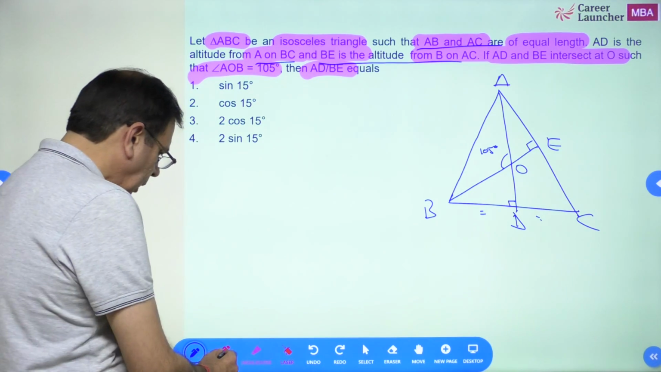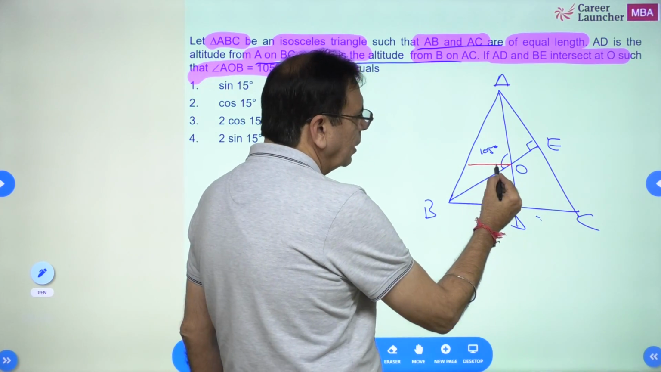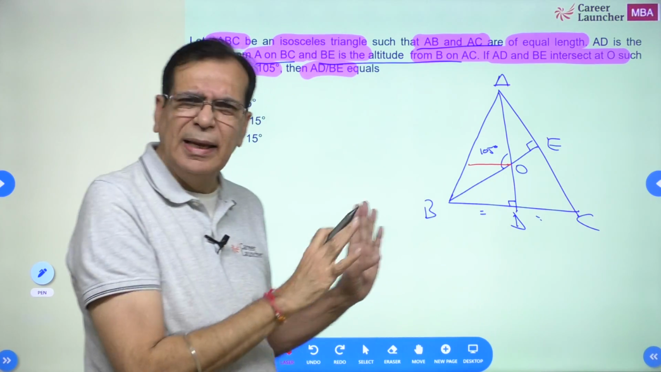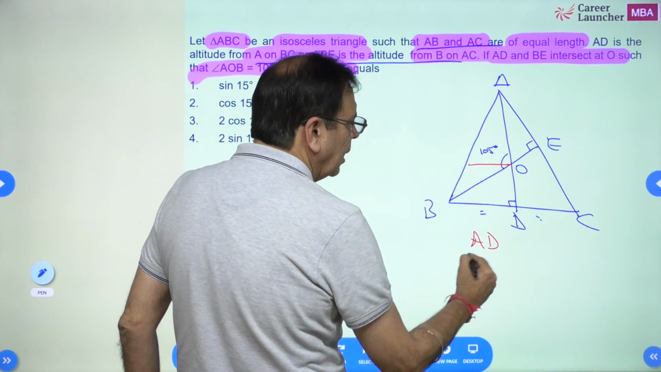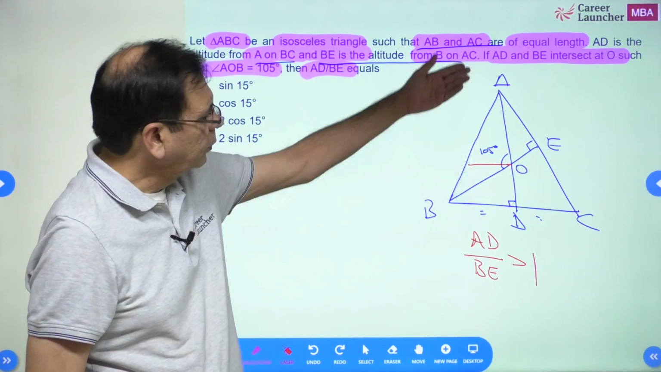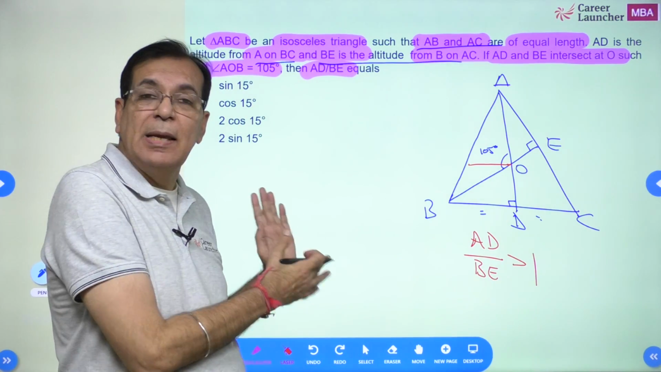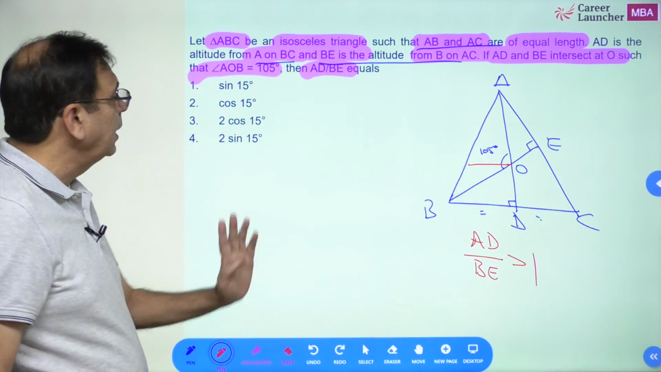Okay. Now, if I just look at this, this would be 90. This is 15, right? Yes, the rough figure looks fine. Now looking at this figure, can I say AD upon BE should be greater than 1? After all, AD looks longer. We have drawn the figure correctly, so we'll get the answer from there. So my answer has to be greater than 1.